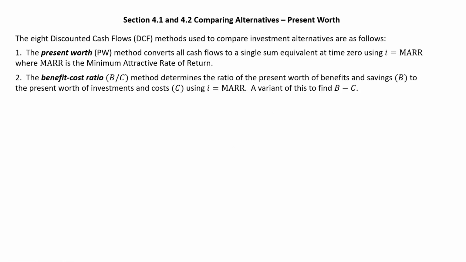The benefit over cost, B over C method, determines the ratio of the present worth of benefits and savings, that is the B, to the present worth of investments and costs, using i equals minimum attractive rate of return. A variant of this is to find B minus C. Okay, let's see what that means.